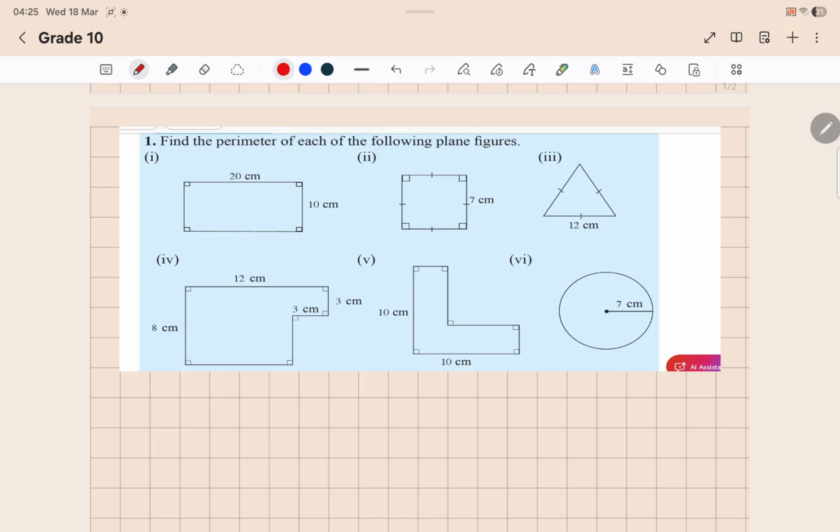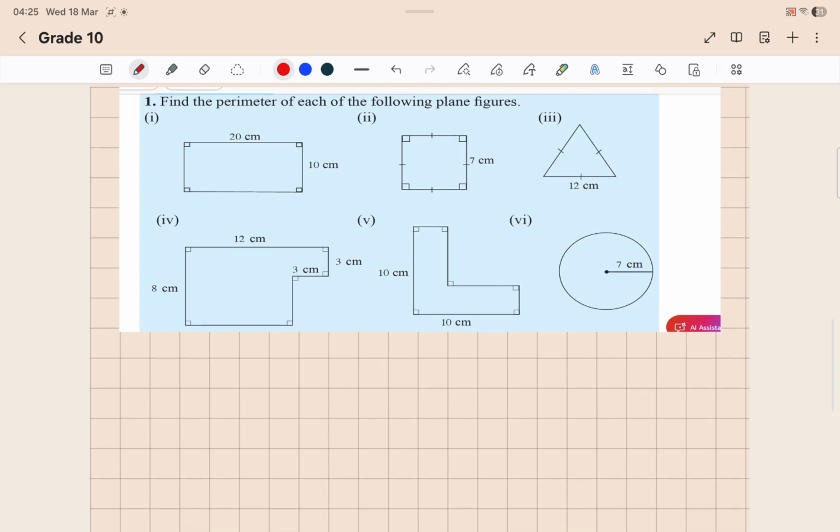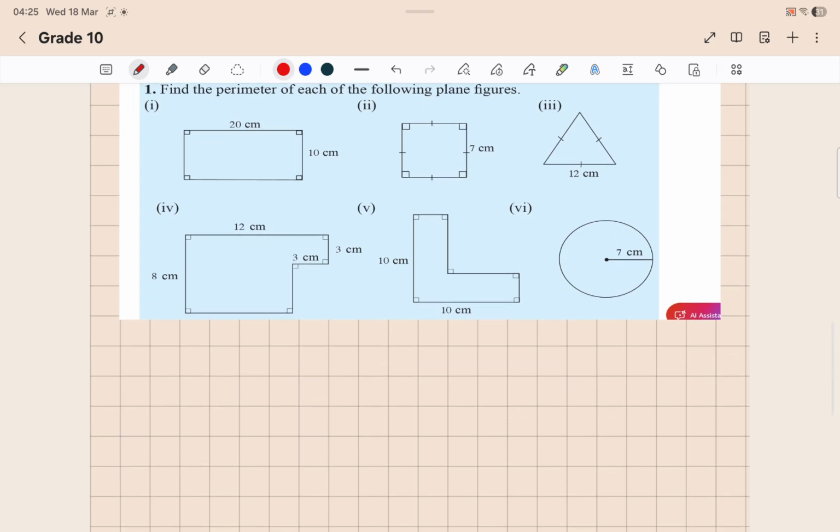Right, so let's look at this exercise, right? So we want to find the perimeter of each of the following plane figures, right? Let's look at the first one. It's a rectangle, no? So the first one, length is 20, width is 10. So the perimeter is what? 2 times 20 plus 2 times 10.